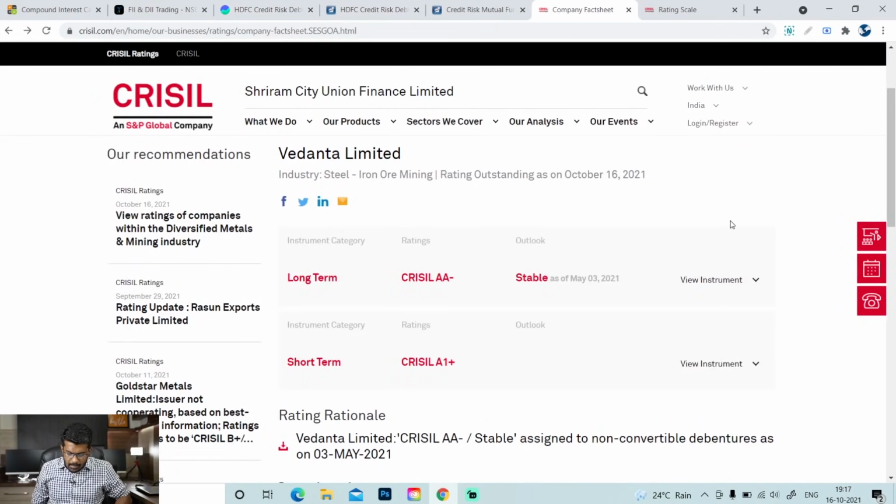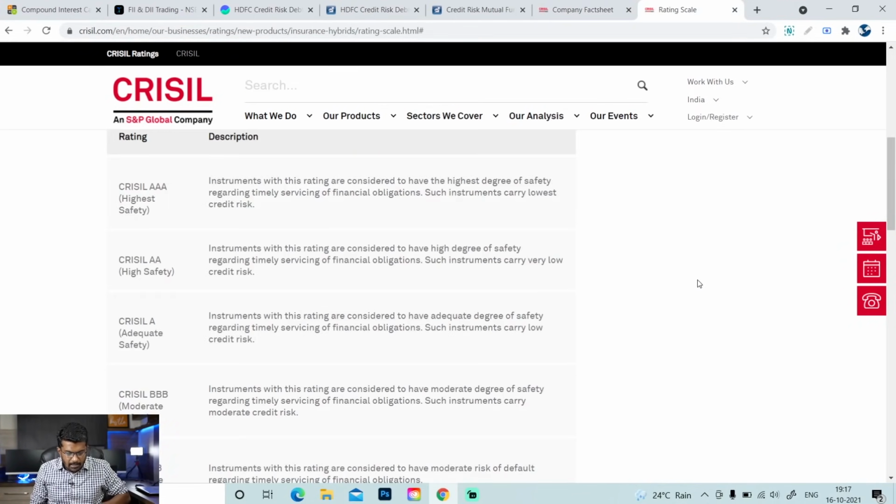Anyway, it doesn't matter. Now there is a website called CRISIL rating, which is rating the financial situation of any company. If you go and search about Shriram City Union Finance Limited, they have a CRISIL rating of AA, double A, which means instruments with this rating are considered to have a high degree of safety regarding timely servicing of financial obligations. Such instruments carry very low credit risk.